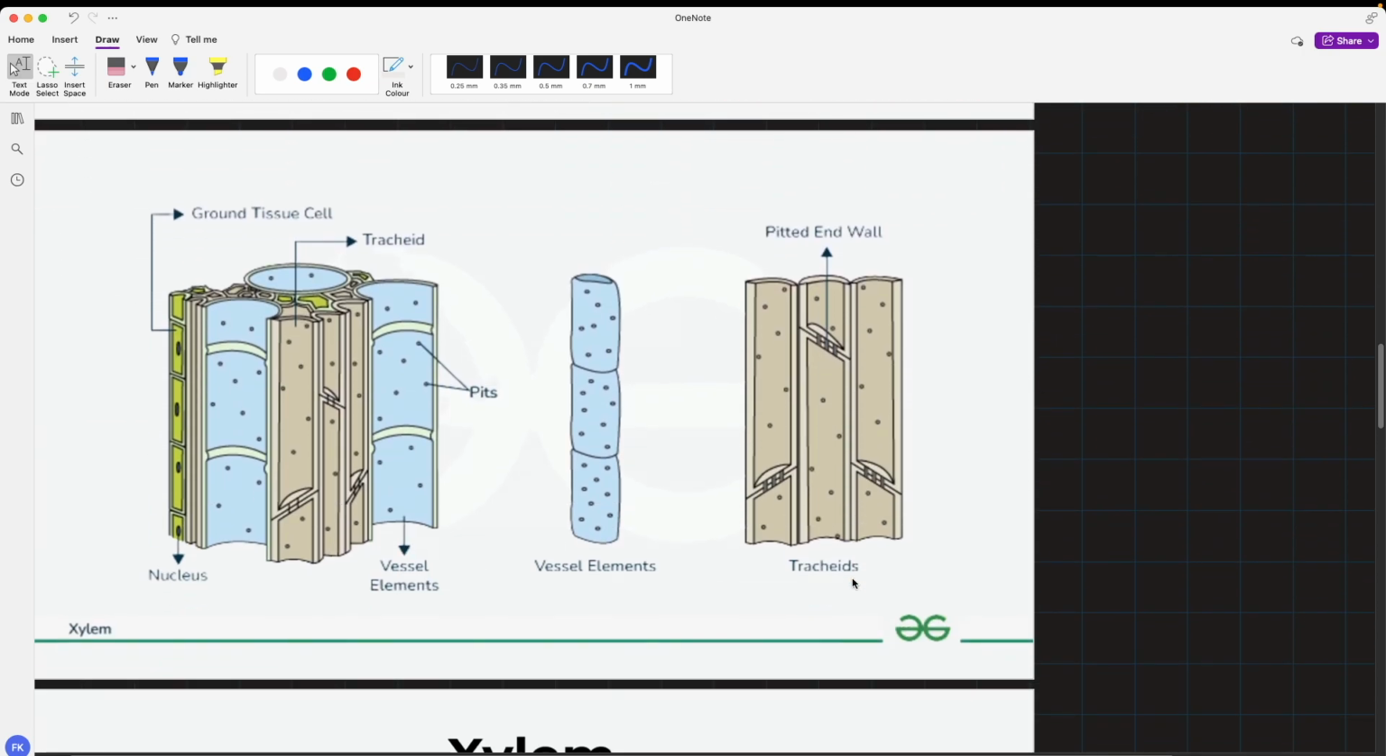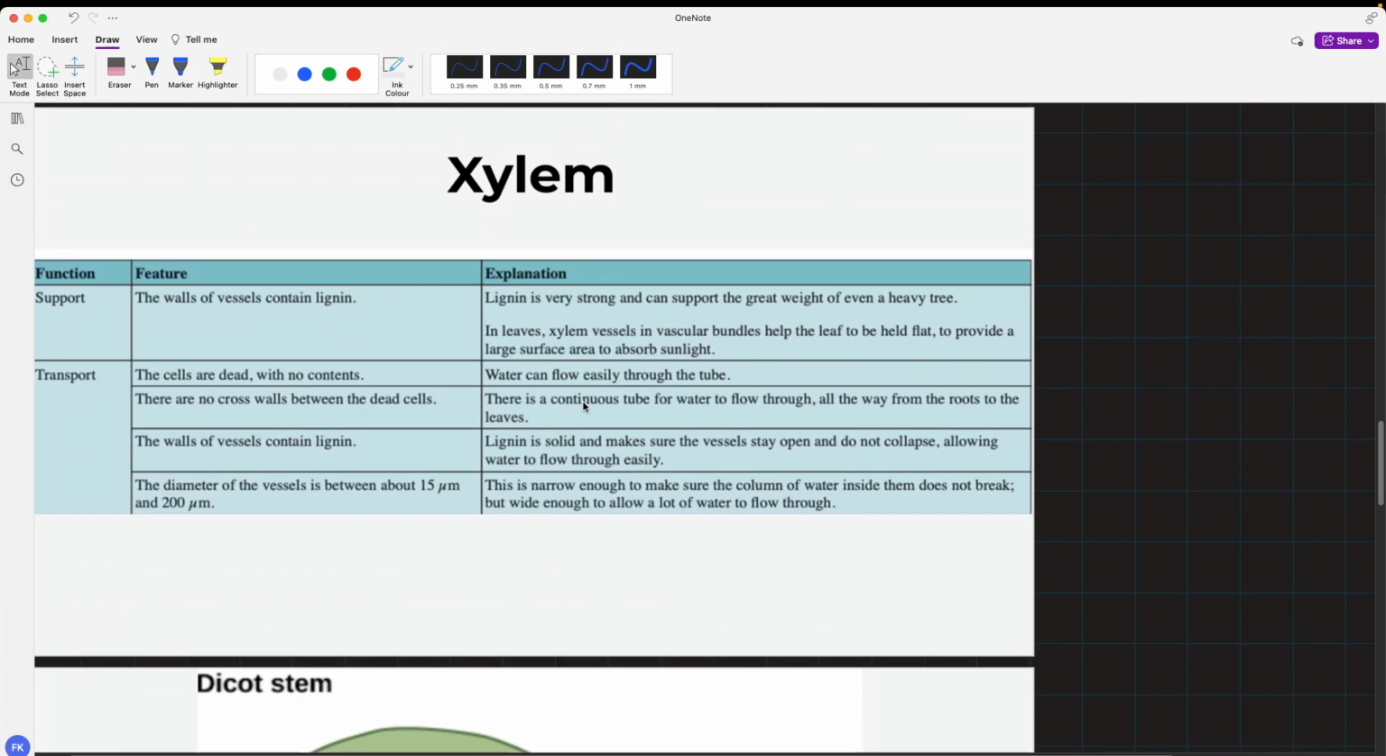Now let's look at some of the structure of xylem vessels to help you understand very carefully. As you can see, this is the vessel element which has lignin on it, and there is a ground tissue. Now let's move on to some of the features of xylem. For example, xylem is used for support, right? That is why the cell has lignin on it. Lignin is very strong and waterproof, so it allows the xylem vessels to transport water.